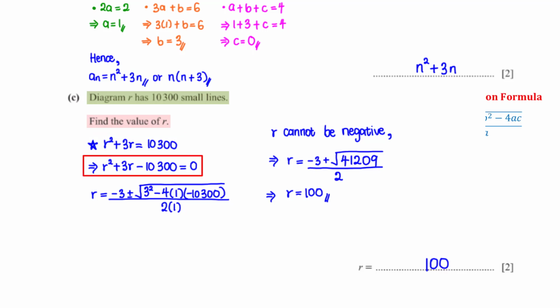When we apply the quadratic formula to this equation, this is what we have. The value of r cannot be negative, so we ignore the minus. When we type this into the calculator, we get r equals 100.